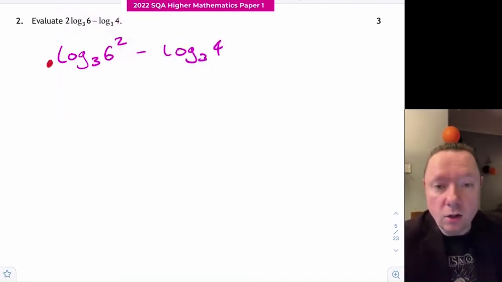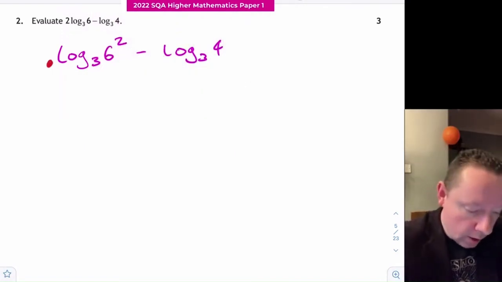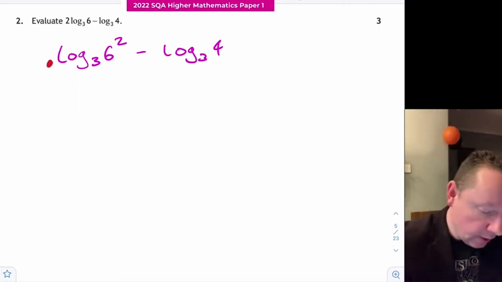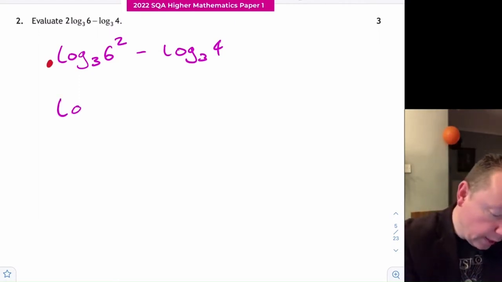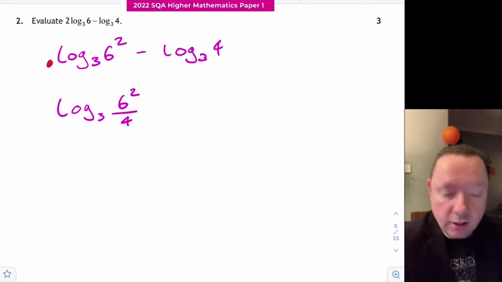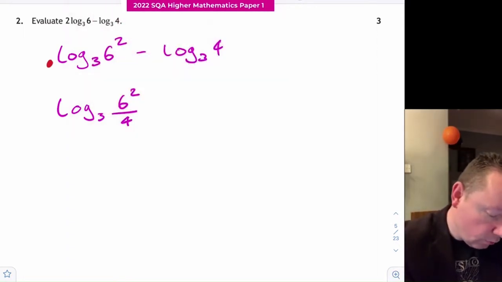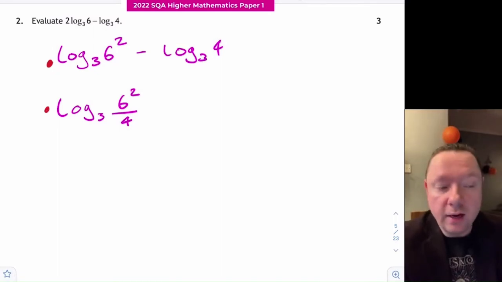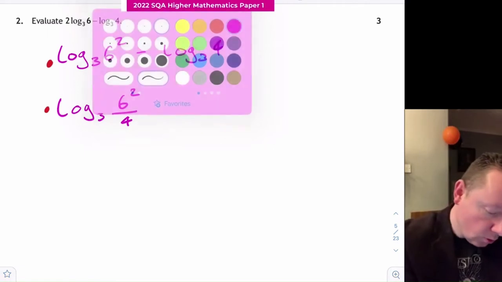And then our second mark for combining the takeaways into one log as a divide, in other words, log base 3 of 6 squared over 4. There's our second mark there. Let's just take a note of that. And of course, our third mark for then evaluating what that is, so working it out. So let's do some work on that.